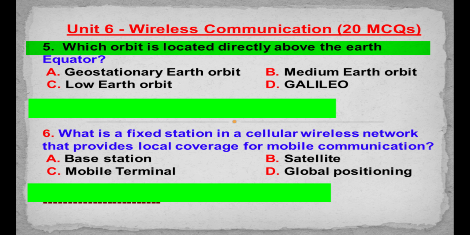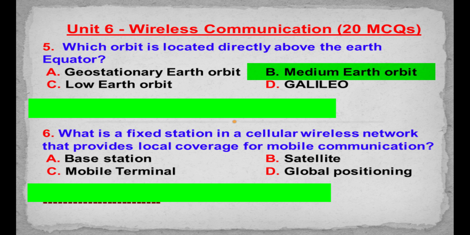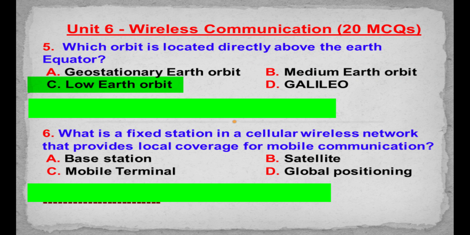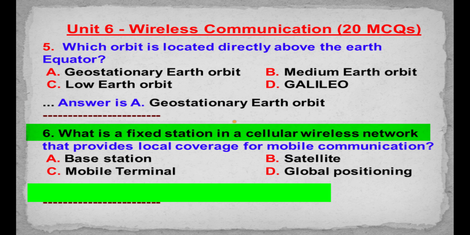MCQs number 5. Which orbit is located directly above the Earth equator? Option A, geostationary Earth orbit. Option B, medium Earth orbit. Option C, low Earth orbit. Option D, Galileo. Correct answer is option A, geostationary Earth orbit.